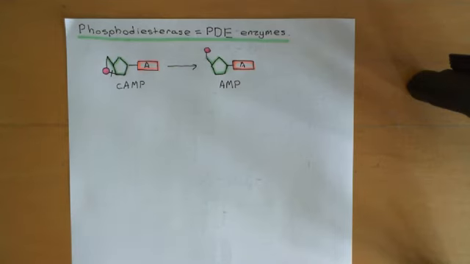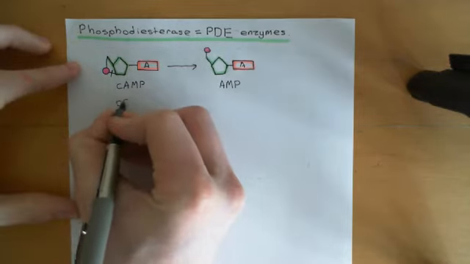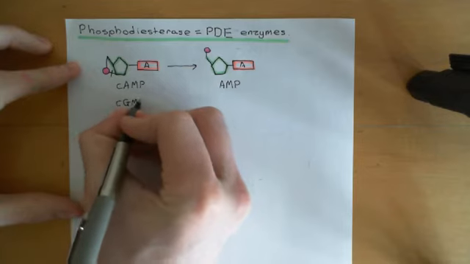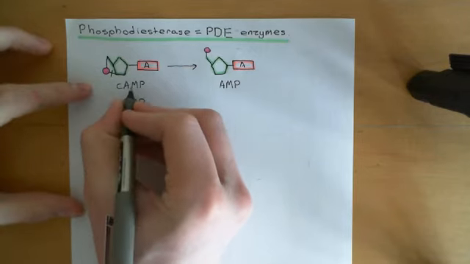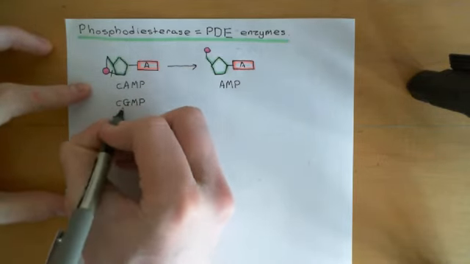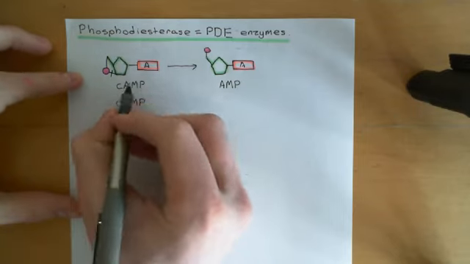So that's what most phosphodiesterase enzymes are going to do. As I say, a few of them are selective for cyclic GMP over cyclic AMP and will not break down cyclic AMP. Now cyclic GMP is a very similar concept to cyclic AMP.